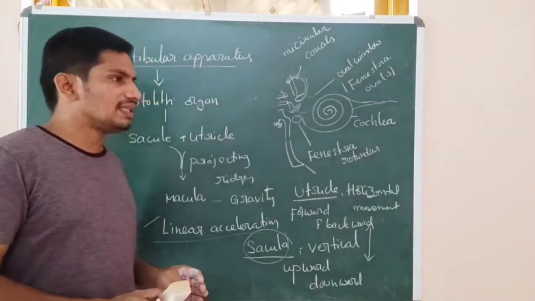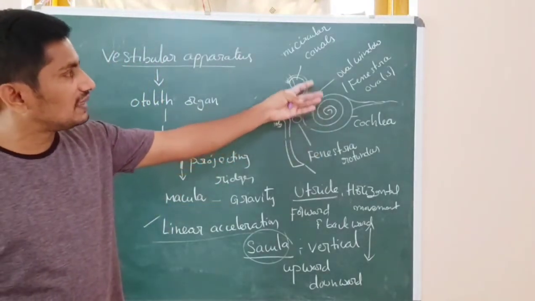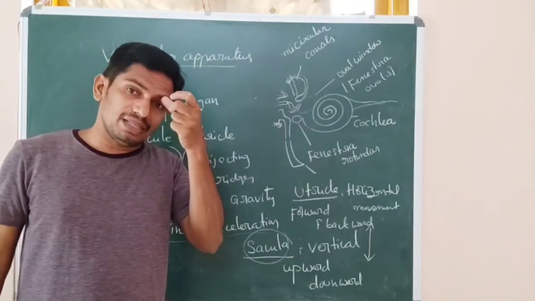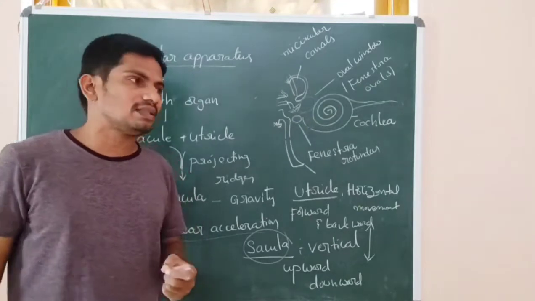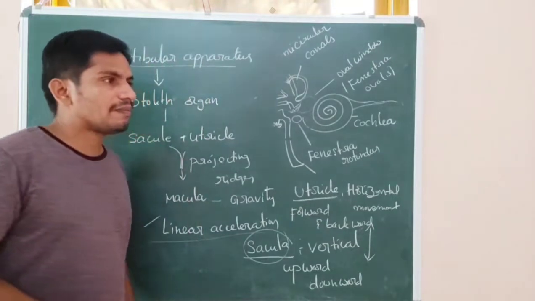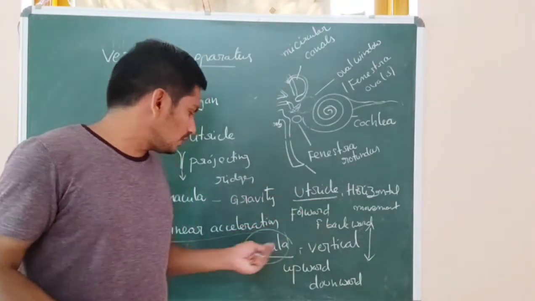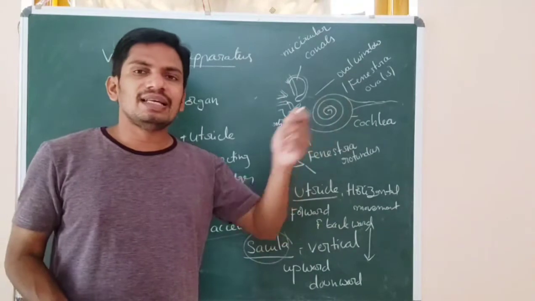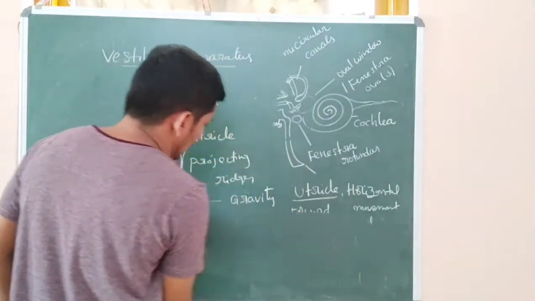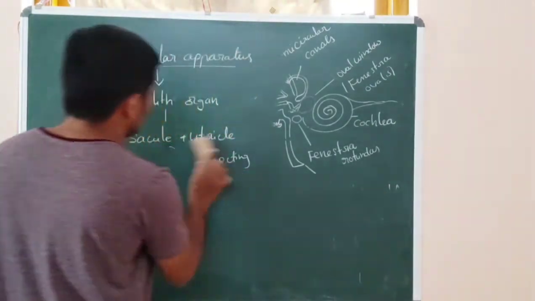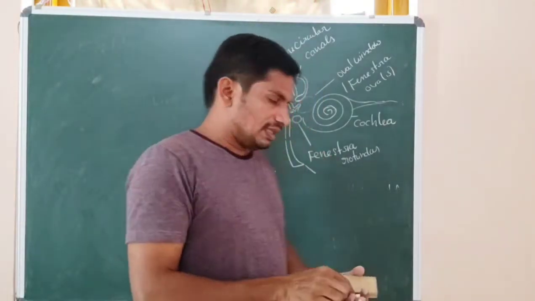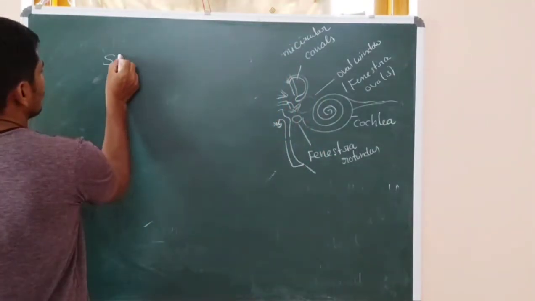And here is the thing, cochlea and vestibular. Next one is the semicircular canals, which are three in number. These semicircular canals are also very useful for rotation. We call it angular acceleration, which is provided by the semicircular canals.